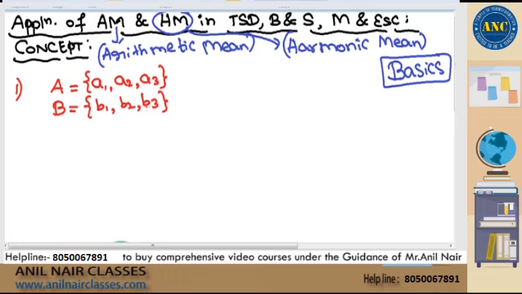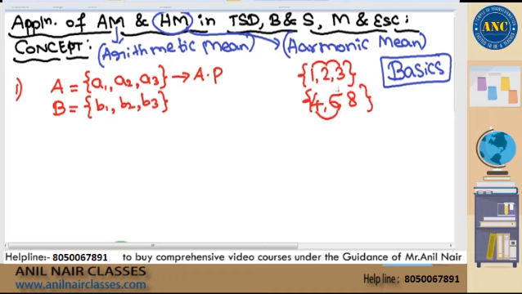Right? I will call the elements of B as B1, B2 and B3. What I will do is, I will call these elements of A, A1, A2 and A3. Let that be in arithmetic progression. What is arithmetic progression? 1, 2, 3 is arithmetic progression because the common difference between the consecutive terms is the same. 4, 6, 8 is arithmetic progression because the common difference between 4 and 6 is 2, 6 and 8 is also 2.